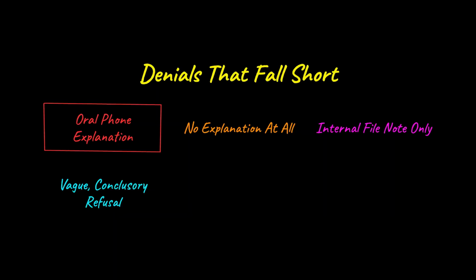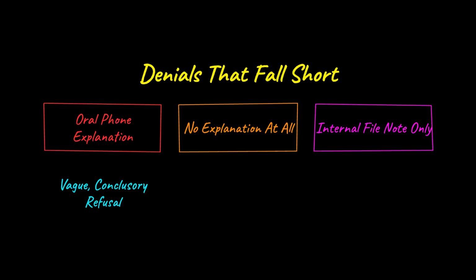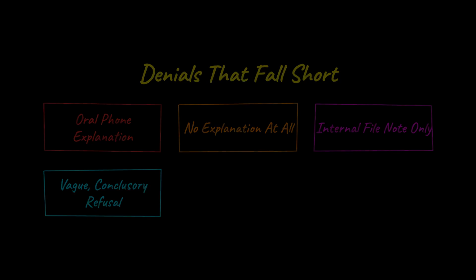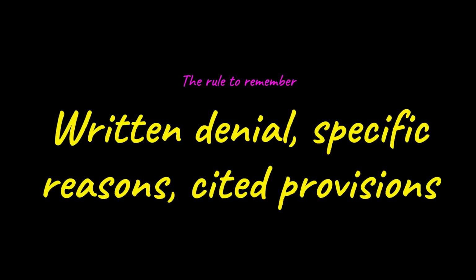The requirement splits into form and content. The denial must be written, not just spoken, and it must specifically state the actual reasons and the policy provisions relied upon. Both pieces are required together. The exam tests this by offering weaker forms of denial: an oral explanation by phone, no explanation at all, or a note buried in the internal claim file. Each one fails because none delivers a written specific denial directly to the claimant. California requires every claim denial to be delivered in writing with specific, provision-based reasons, so the claimant always knows exactly why the claim was denied.